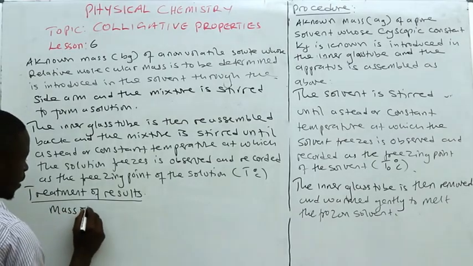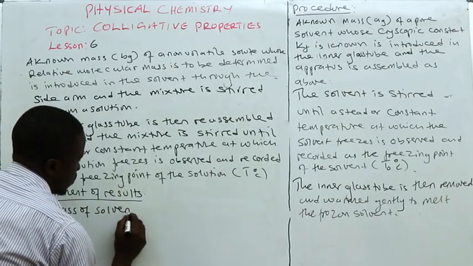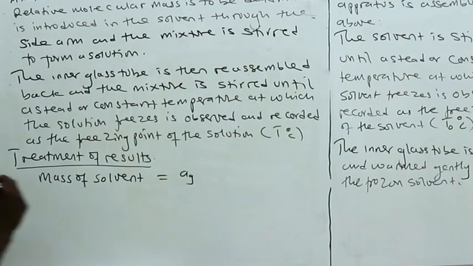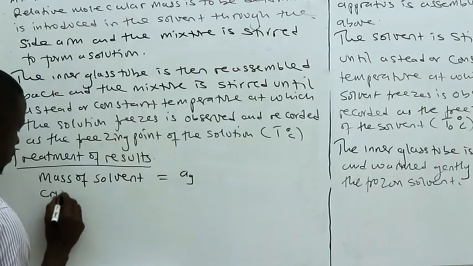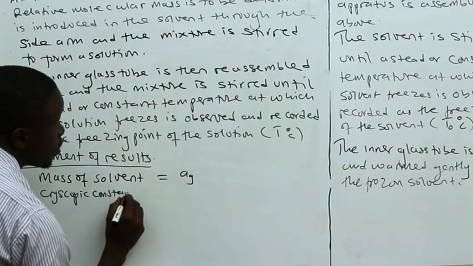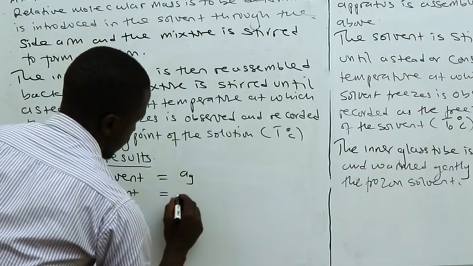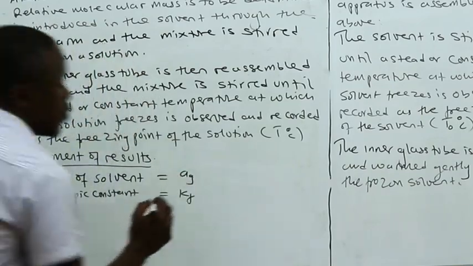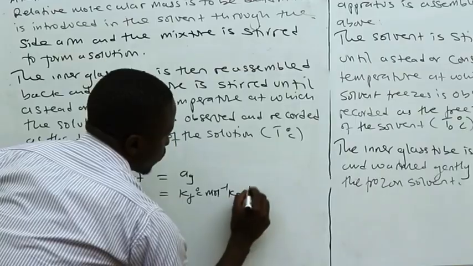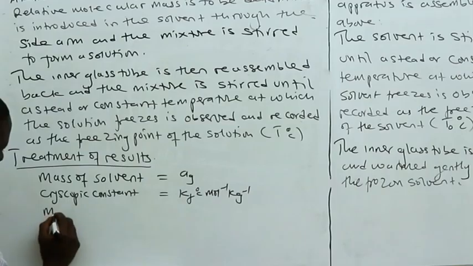We have the mass of the solvent. Mass of the solvent is given as A grams. We now have the cryoscopic constant. The cryoscopic constant of the solvent is given as Kf in degrees Celsius per mole per kilogram. Okay, we now know the mass.